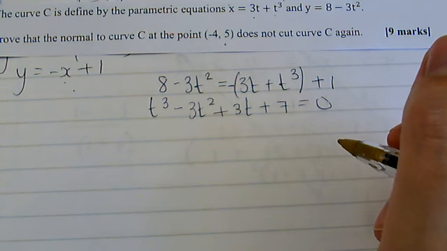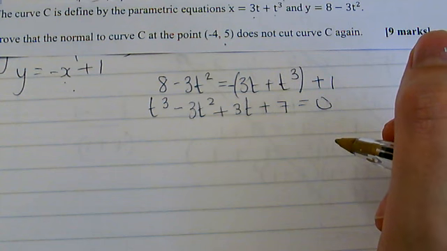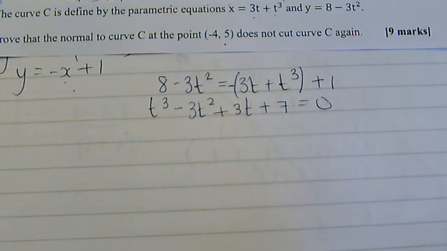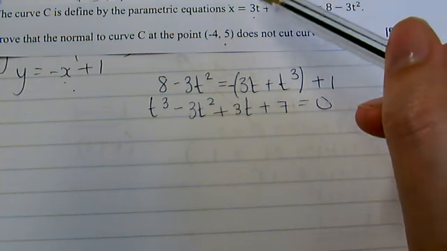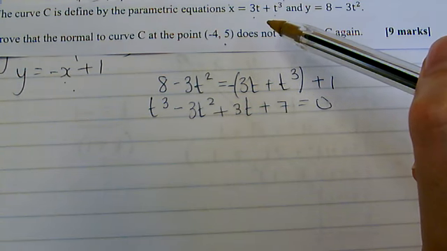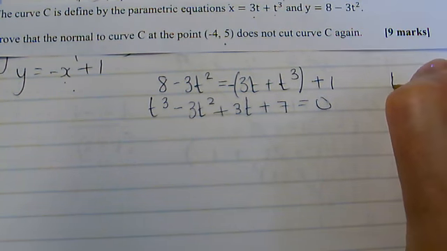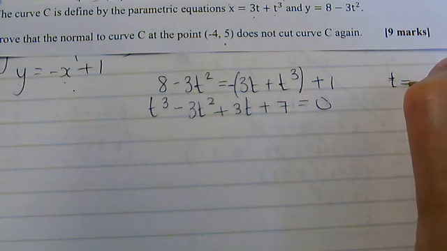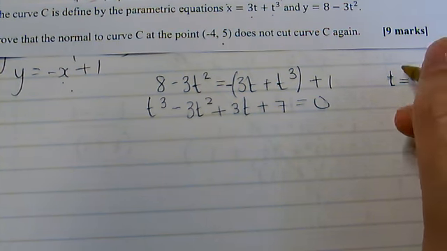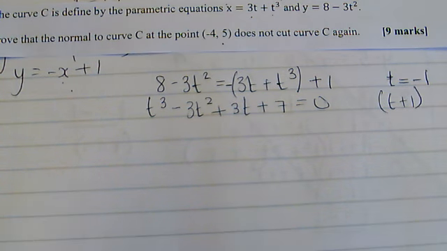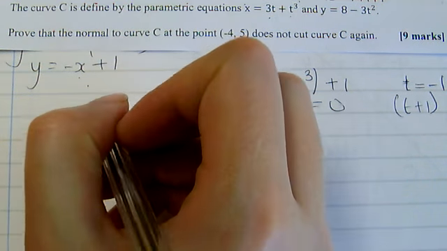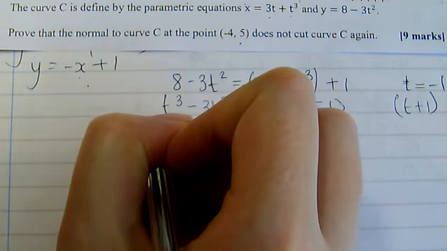Okay, so that's obviously looking pretty nasty, and your first thought is probably, how am I going to solve a cubic? So what we're going to do is use what we already know, and that's that they already definitely meet when t is minus 1, because that was the t value for this point. So if t equals minus 1 is a root, t plus 1 has to be a factor. So we're going to divide by t plus 1. You could do the grid method. I'm just going to do it in my head, but go crazy.